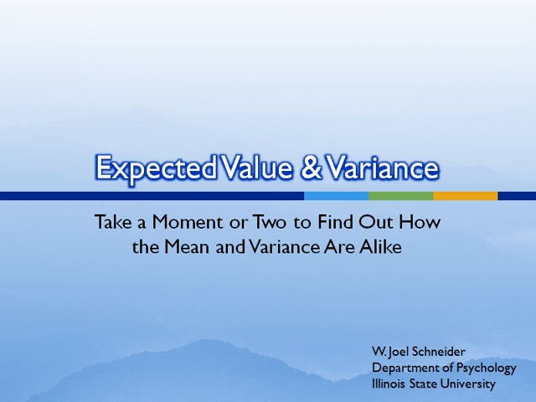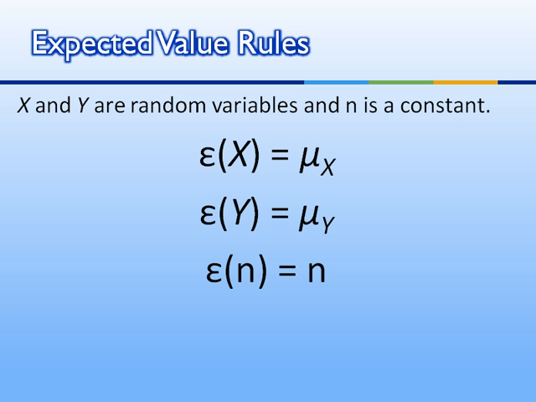In this tutorial, we're going to take our discussion of expected value and the mean, and we're going to extend it to apply it to a concept called variance. We're going to find out how the mean and variance are alike. That is, they're both related to a mathematical concept called moments. Before we can do that, we have to talk about some of the rules regarding expected values.